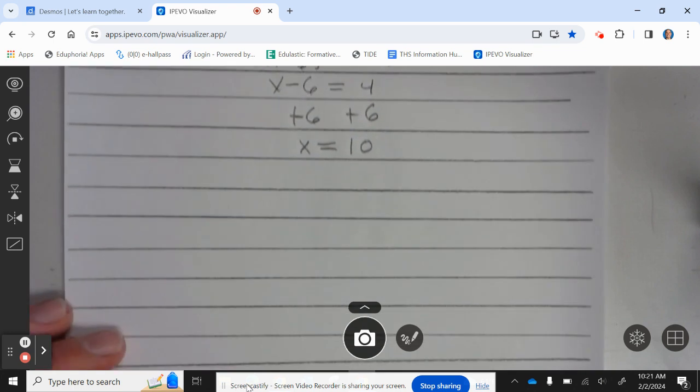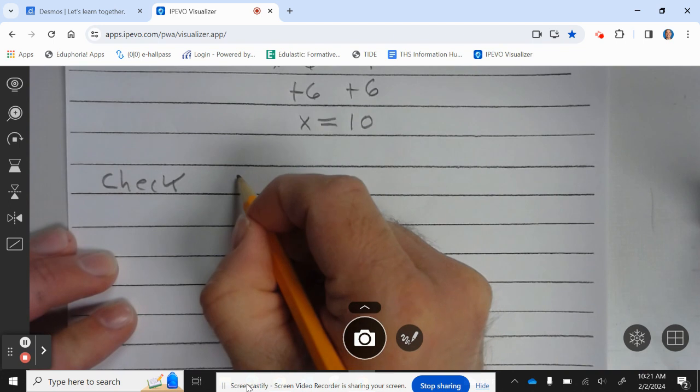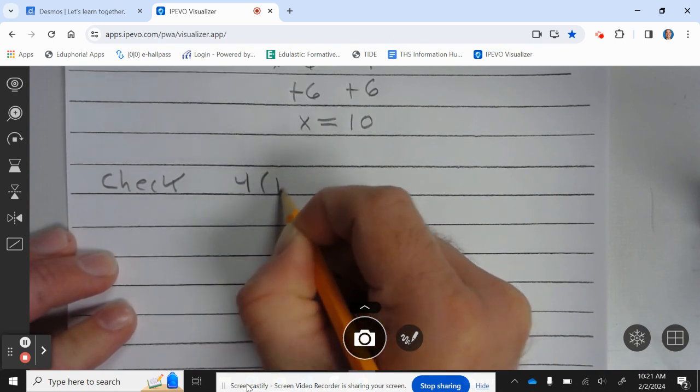All right, now let's go ahead and check. So we plug 10 back into the original equation.